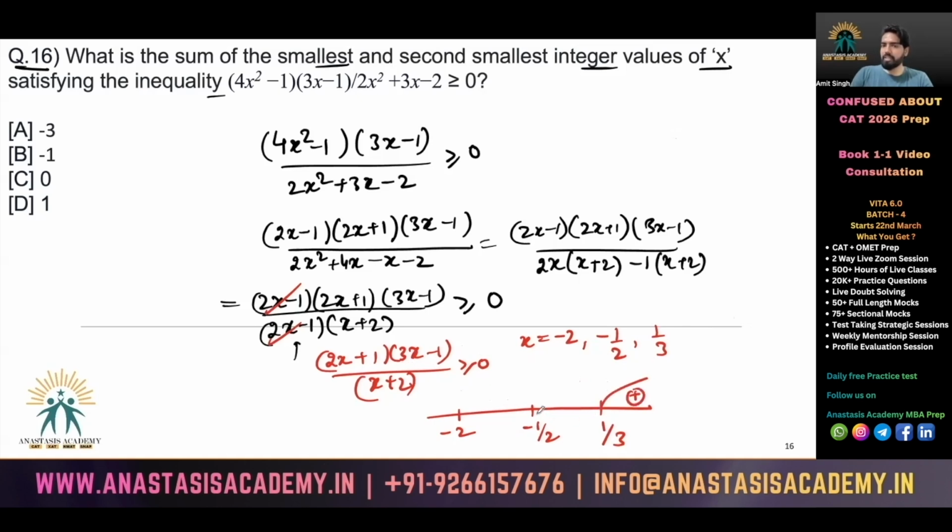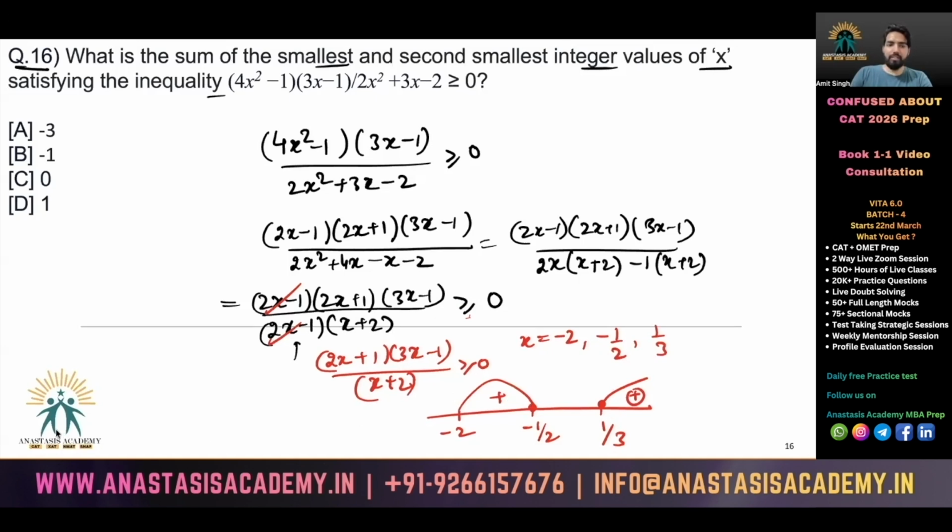The regions in which this expression would be positive or equal to 0 would be these. In this region, it would be positive. In this region, it would be negative. And in this region, the expression would be positive. So can you see, I can take −1/2 and 1/3, because I need those points that make this expression 0, since it is greater than or equal to 0. I need to include those x which make this expression 0.